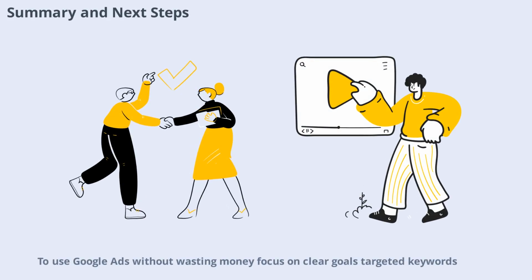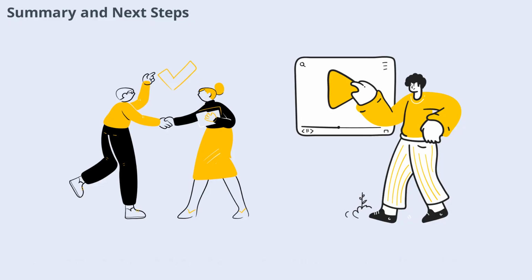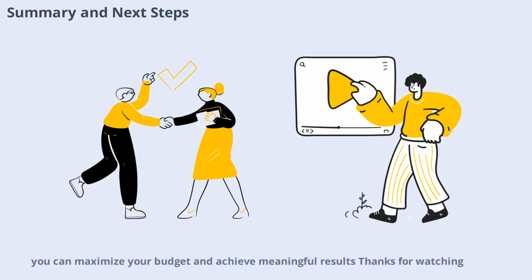Use Google Ads without wasting money. Focus on clear goals, targeted keywords, compelling ads, and ongoing optimization. Monitor your campaigns, learn from your data, and adapt to changes. With these strategies, you can maximize your budget and achieve meaningful results.